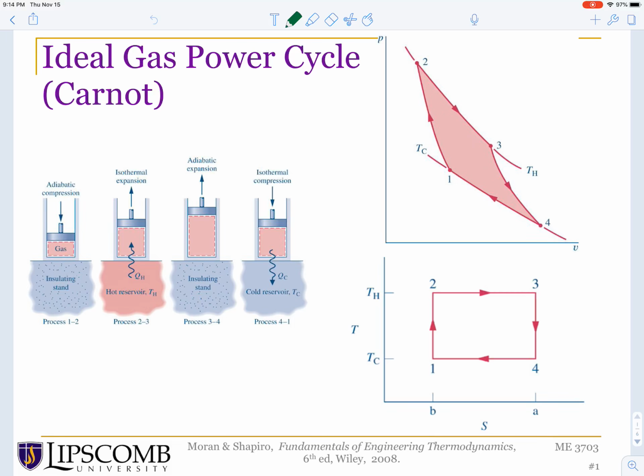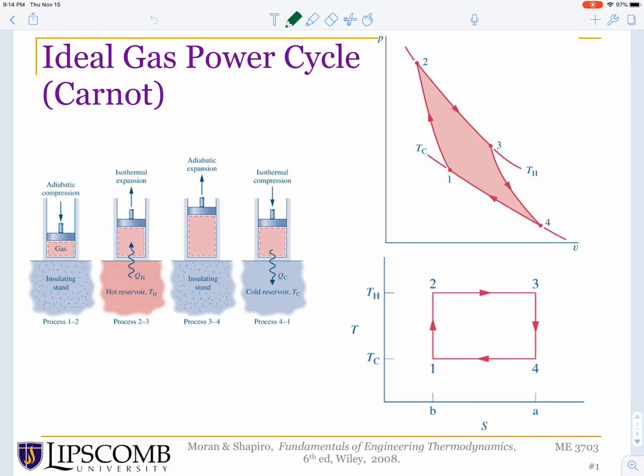So let's start with an ideal gas power cycle, the Carnot gas power cycle. This is review material. All we're doing is using gas as our working fluid. It's still a Carnot cycle. So at this point we should understand that it has to have two heat transfer processes, and those have to occur ideally at a constant temperature.